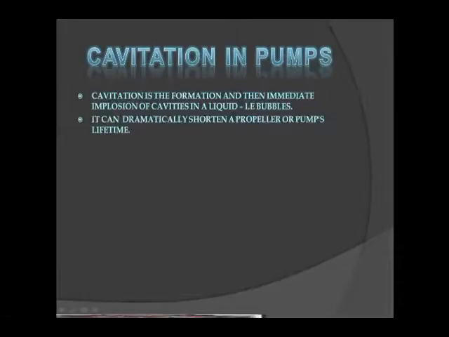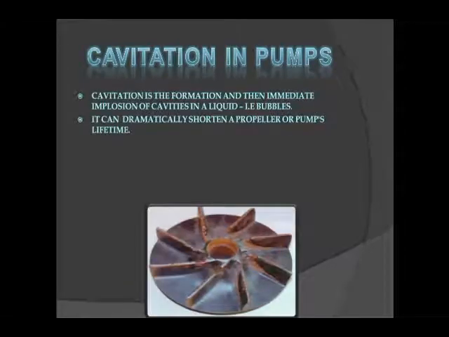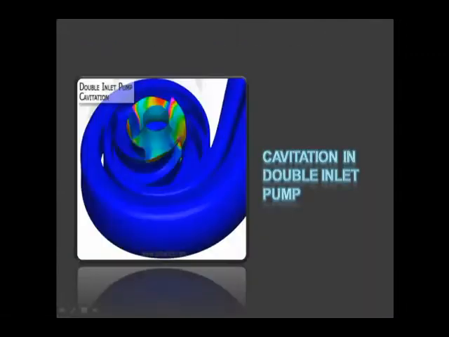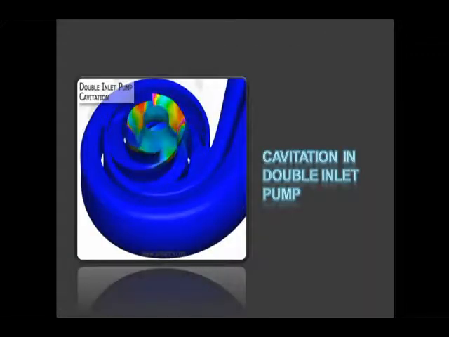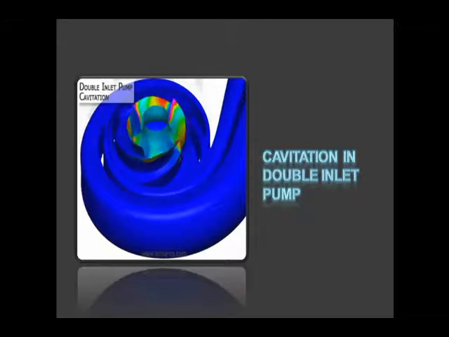Now we will come towards the major problems faced during pumping of different fluids. It's cavitation. Cavitation is the formation and then immediate implosion of cavities in a liquid, for example bubbles. It can dramatically shorten a propeller or pump's lifetime. In this figure you can see the effect of cavitation on an impeller. In this animation you can see the effect of cavitation on the impeller in a double inlet pump. It causes damage to the pump's impeller. The colored part shows the affected part of the impeller due to cavitation.